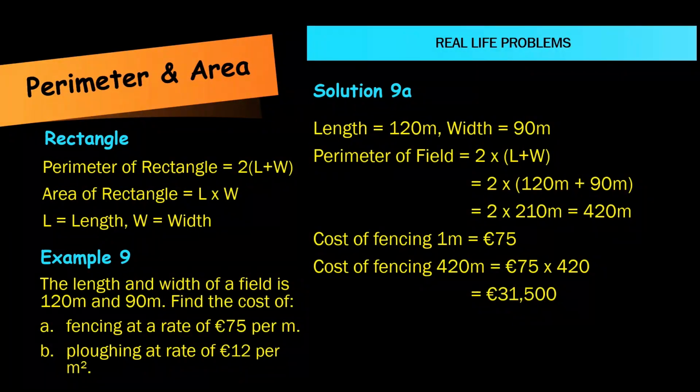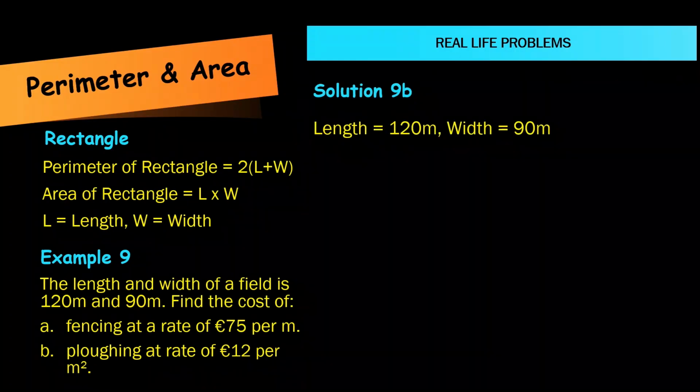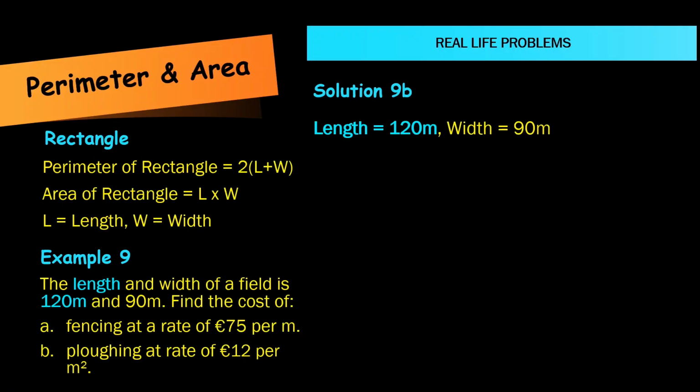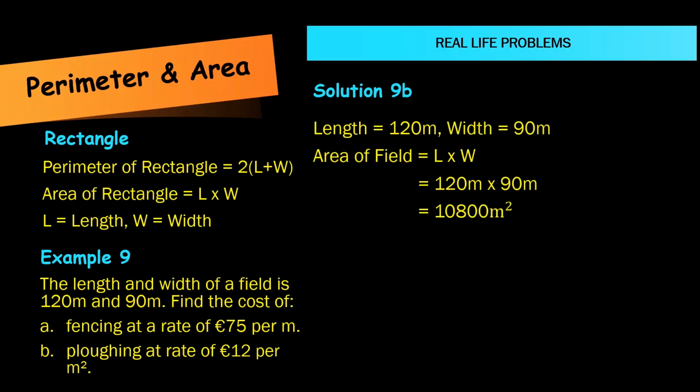Now let's solve Part B. Again, we write out the key points. Length equals 120 meters and width equals 90 meters. This time we use the formula for area, which is equal to length times width. So plugging in the values, 120 meters for length and 90 meters for width, gives us that the area of the field is equal to 10,800 meters squared.